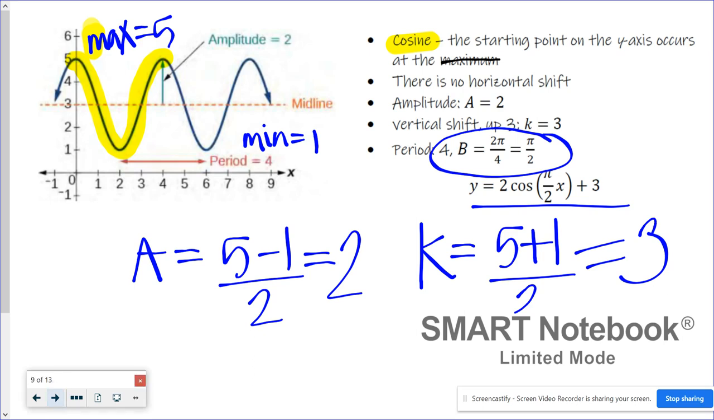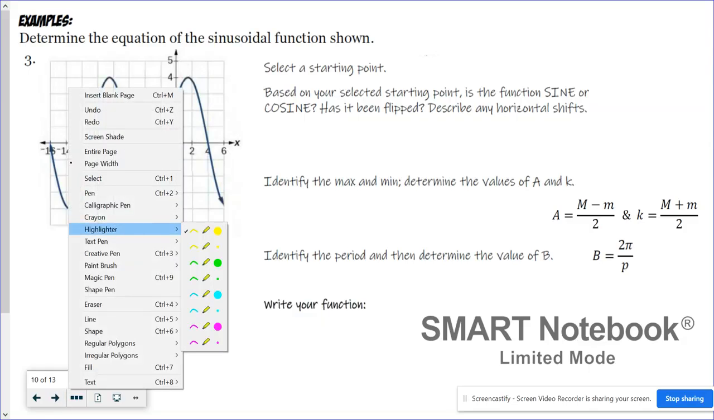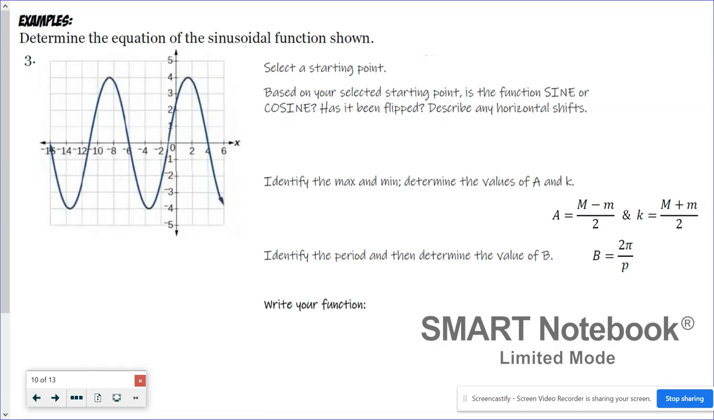Okay, so let's take a look at some examples. So select a starting point. Now this time I don't like that y-axis starting point because it's not the max, it's not the min, and it's not the midline. So I'm going to want to choose something else. I'm going to get out my highlighter and I'm going to highlight one cycle. So I really don't like any of my max or mins. I'm kind of liking the -6. So this is what I'm choosing to work with.